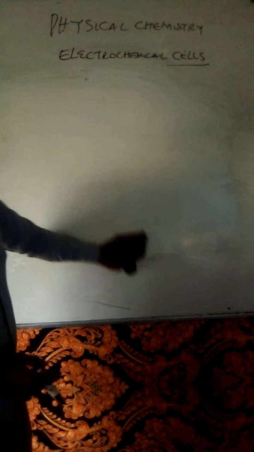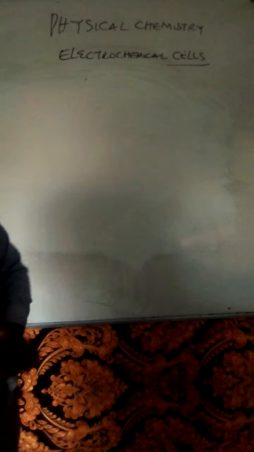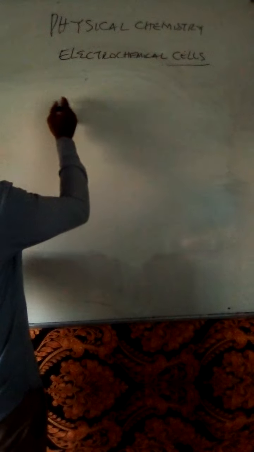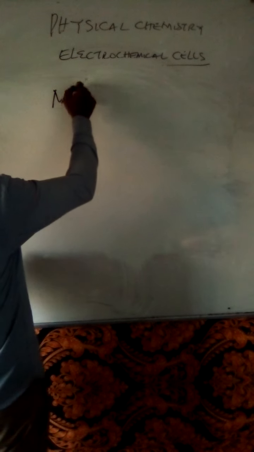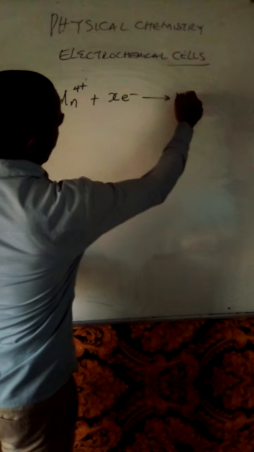Okay, our interest now will be on how to balance half cell equations. Half cell equations, as we described in the electrical cell, are the reactions occurring at each electrode, at the anode compartment and at the cathode compartment. For instance, we have this reaction, we have to balance it. Manganese 4 ion plus S electrons giving us manganese 2 ion. This is a half cell equation. Then how do we balance this equation?